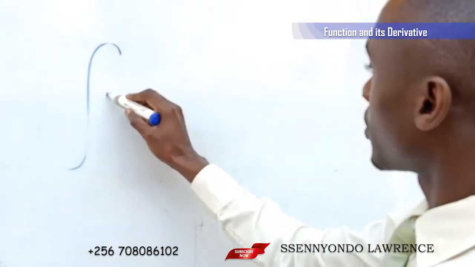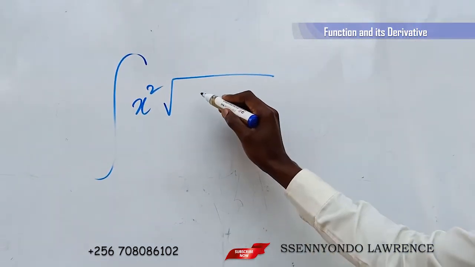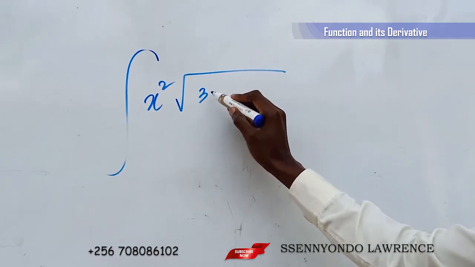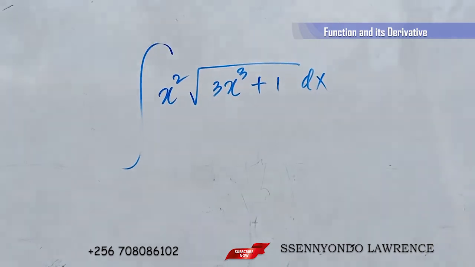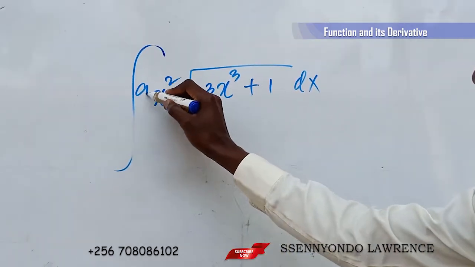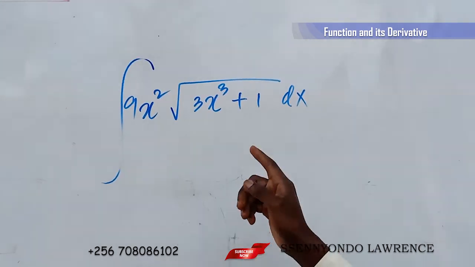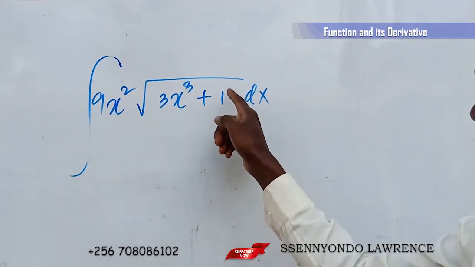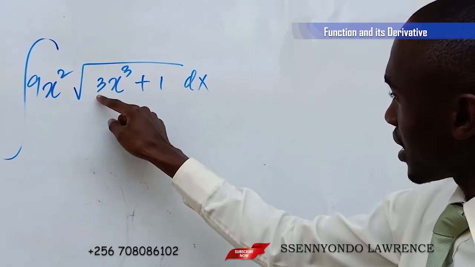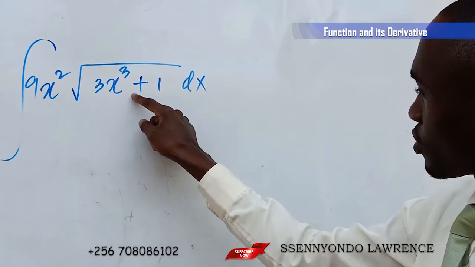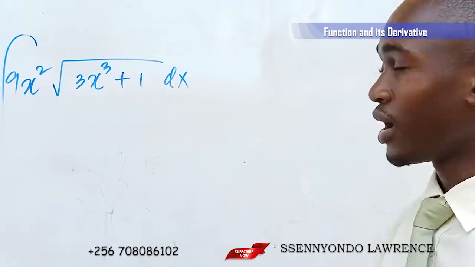The situations of a kind are, for example, you're told to integrate x squared multiplied by the square root of 3x cubed plus, say, 1 dx, and outside here I may add a 9, maybe for the first illustration. When you look keenly at the quantity under the square root, you notice that the expression 3x cubed plus 1, when you differentiate it, you actually get the quantity outside.